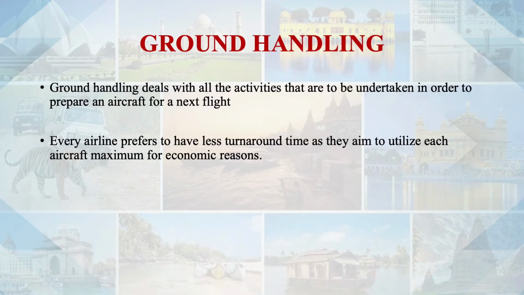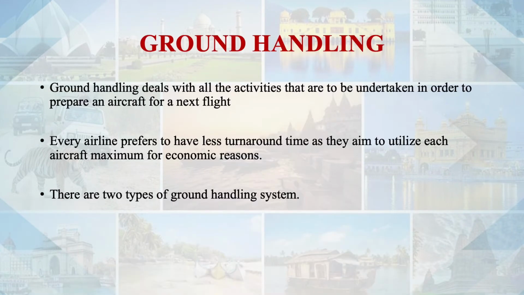Every airline prefers to have less turnaround time as they aim to utilize each aircraft to the maximum for economic reasons. If a flight is getting ready for the next flight in half an hour, the airline will be more happy because they can utilize this flight for the next sector. This would have been planned in advance because the schedule would have been prepared much in advance. But still, delays can be avoided. It can be ready for the next flight. It can reach the destination early as well. So ground handling is very important. They have to make everything ready, and it has to be done in a very perfect and efficient manner.